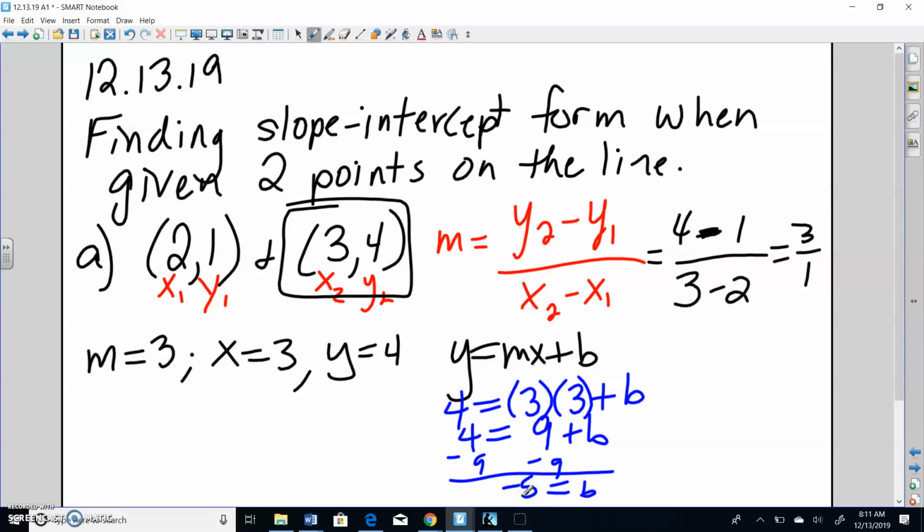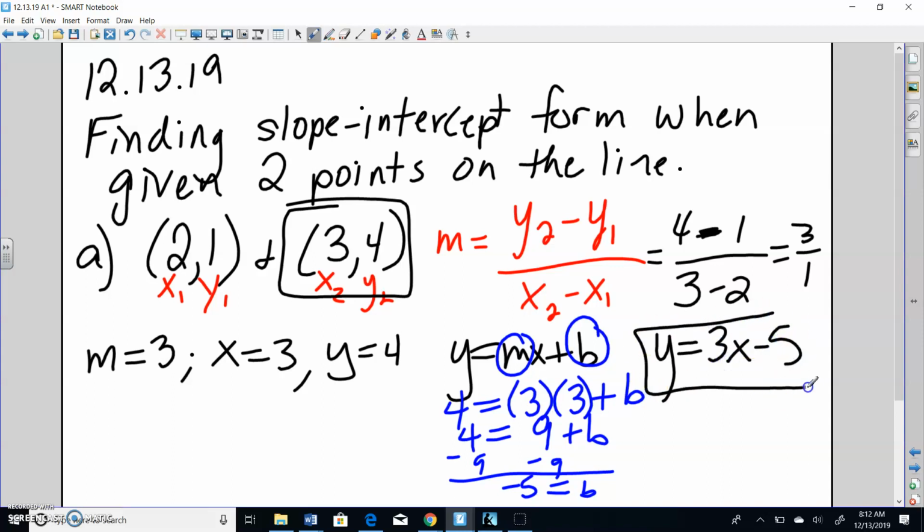And so now I'm ready to come back up to this equation, and I'm just going to substitute a number in for b and a number in for my slope. So the final equation is y equals 3x minus 5, because that's what b is. And there's the equation of the line in slope-intercept form that goes through these 2 points.